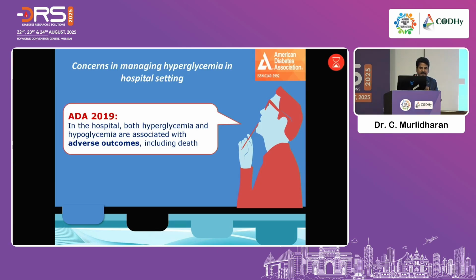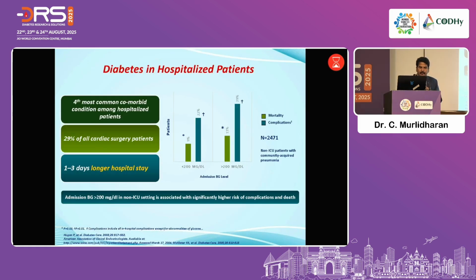Yes, ADA says there are concerns in managing hyperglycemia in the hospital setting. That is, in the hospital, both hyperglycemia and hypoglycemia are associated with adverse outcomes, including death. On admission, if the blood sugar is more than 200 milligram percent, there is a higher risk of complications and death, even in the non-ICU setting.